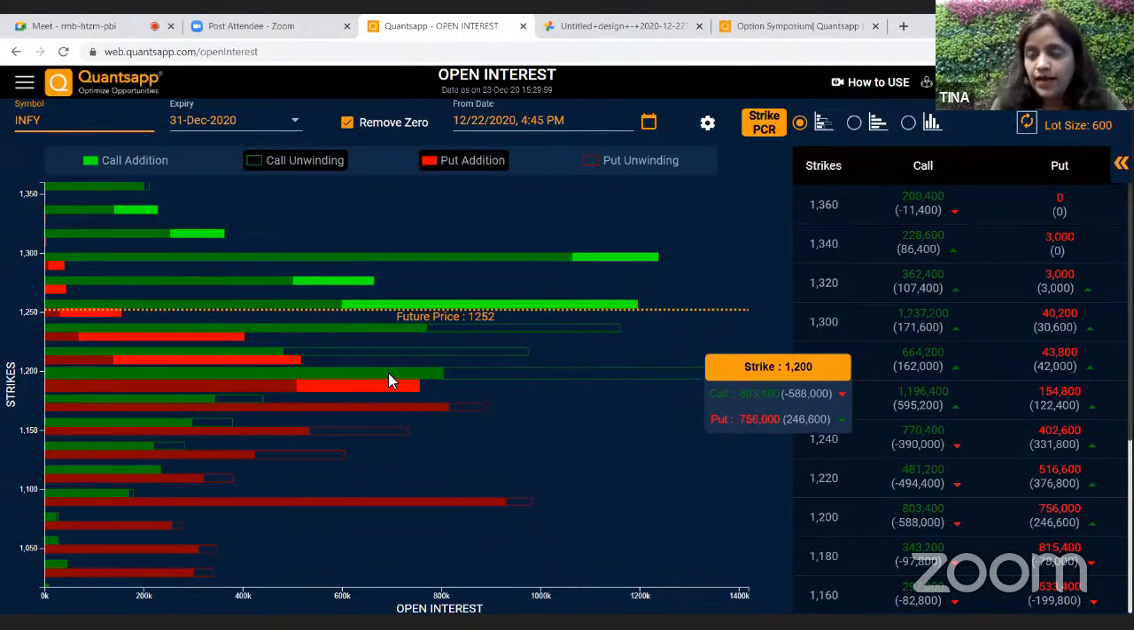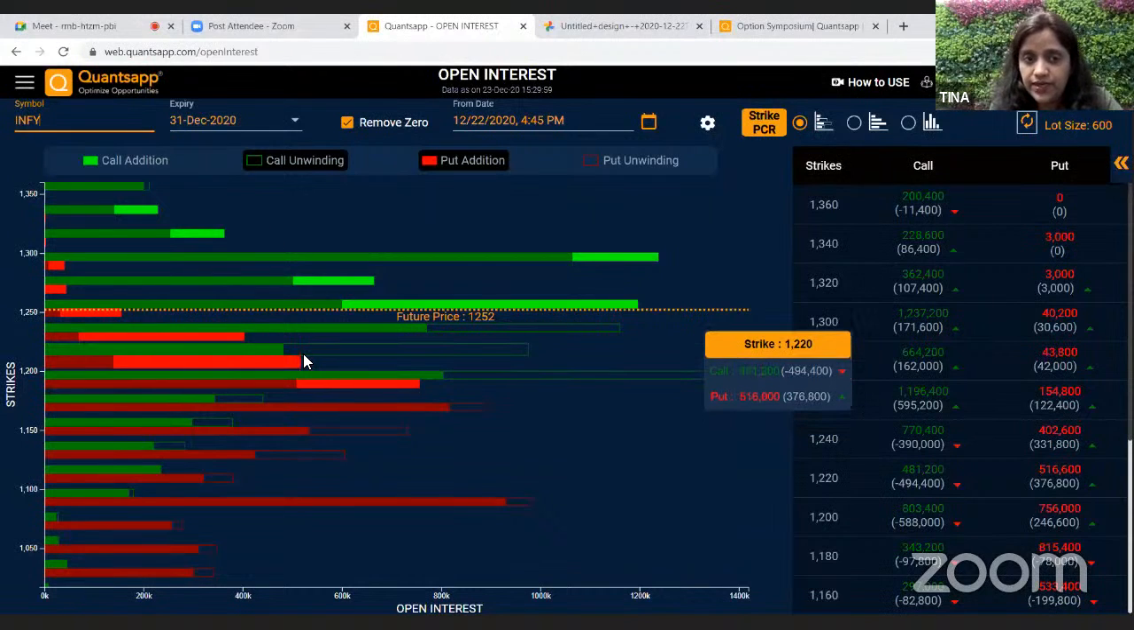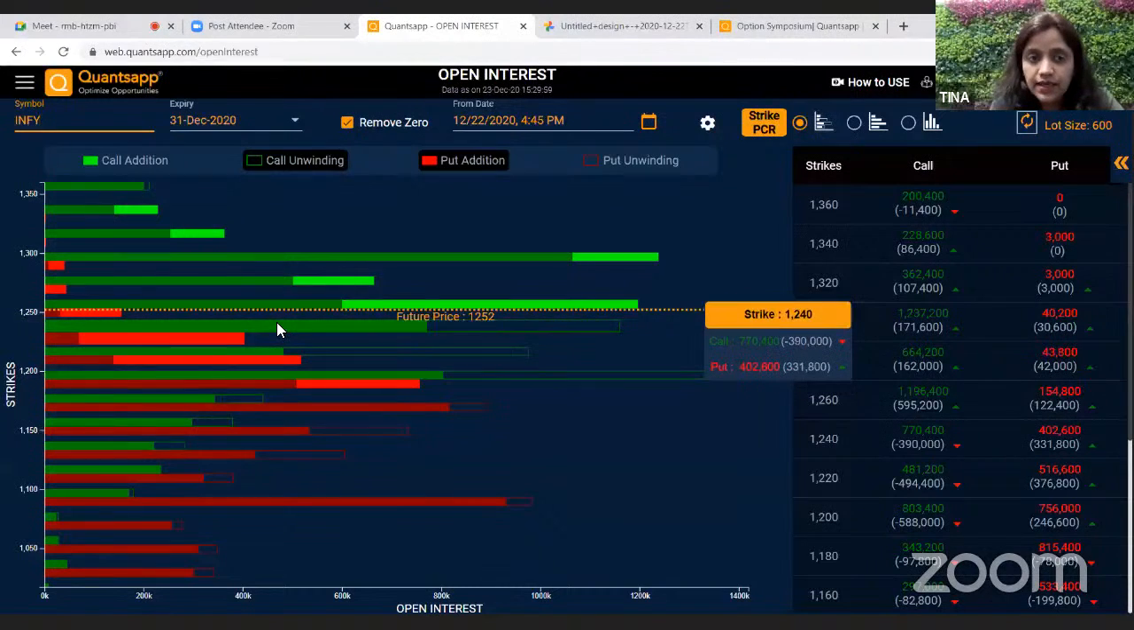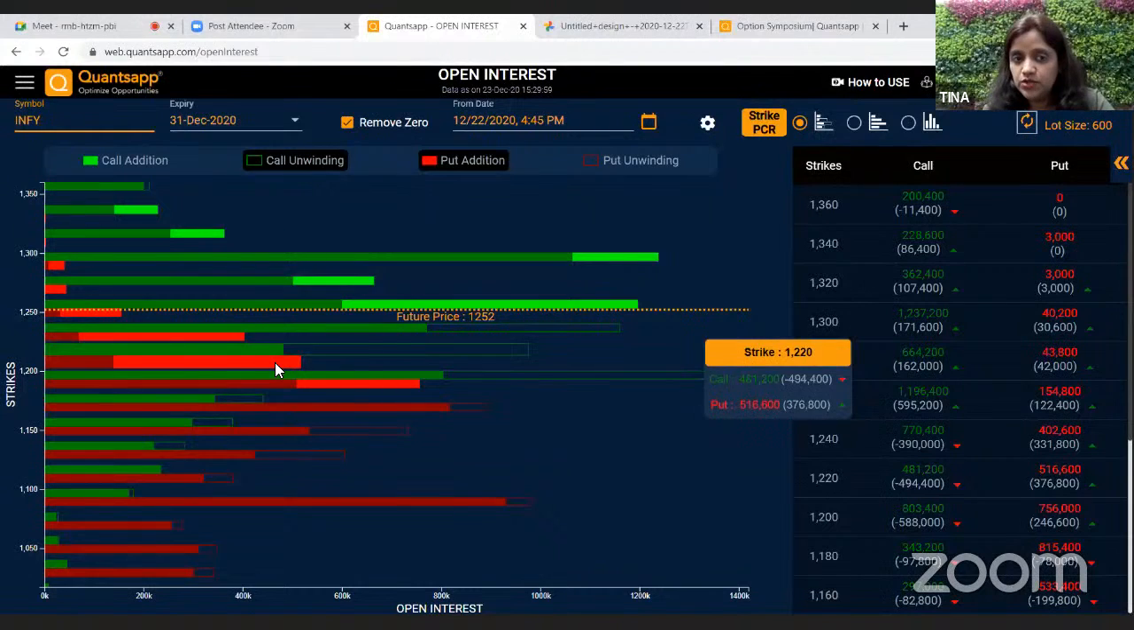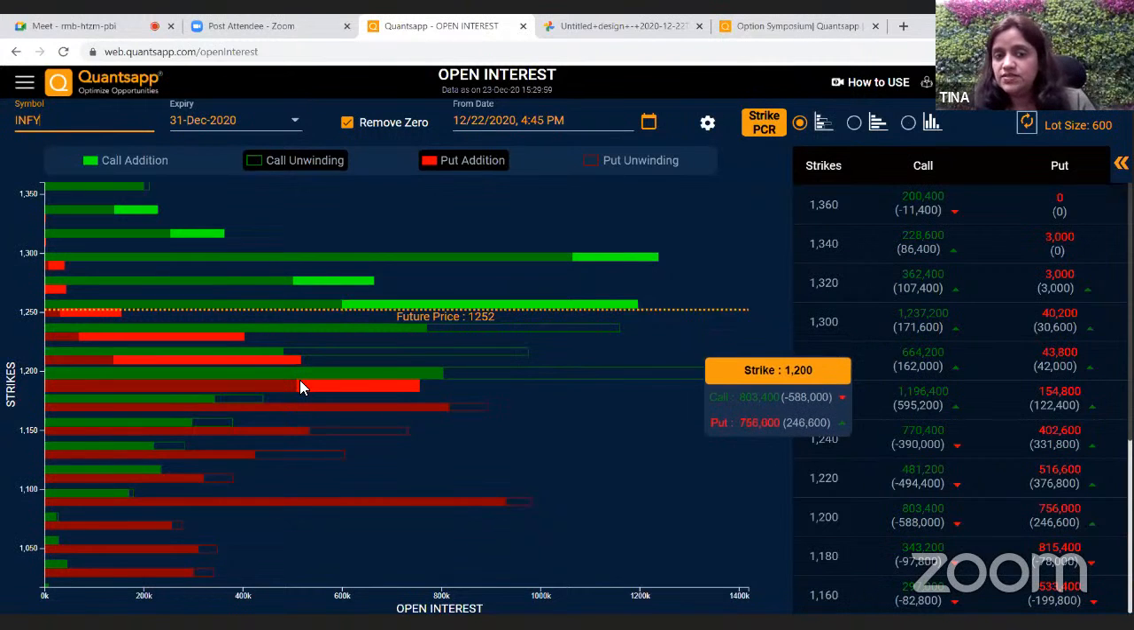Now, call unwinding means the call writers are feeling the heat. So who should get confident? Definitely the put writers. If you see that the put writers are now getting aggressive, that's again a positive sign. So you have 1200, 1220, 1240. Everywhere you are seeing a significant OI. Compared to the previous day, in a few strikes it is more than double. It is 3 times.